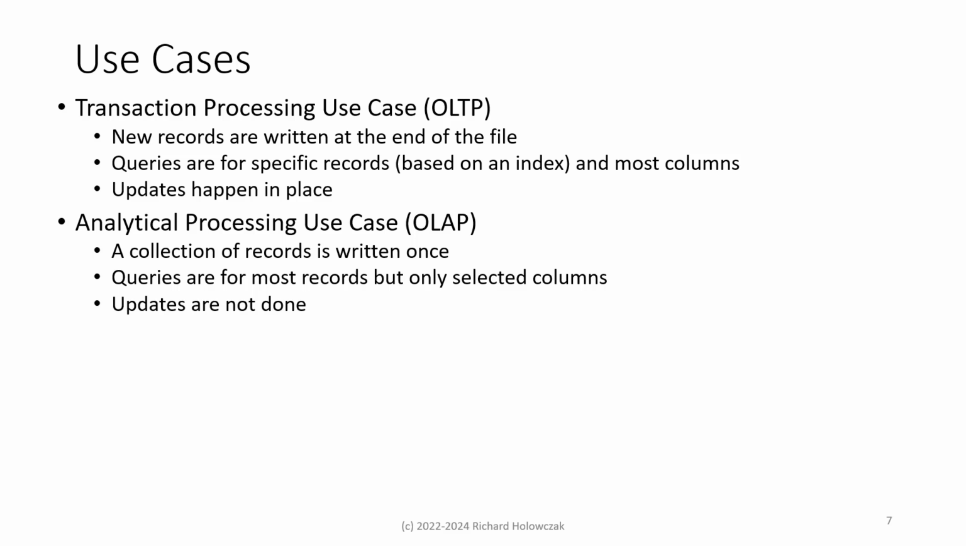Analytical processing is a little different. A collection of records is basically written one time to disk, and then we do a whole bunch of queries. Something like a data lake or a data warehouse is set up for analytical processing, or OLAP, online analytical processing. Queries typically go across most of the records, but only for select columns. So it's kind of the opposite of the transaction processing use case. And in general, updates are not done, so we don't have to worry about rewriting parts of the file.